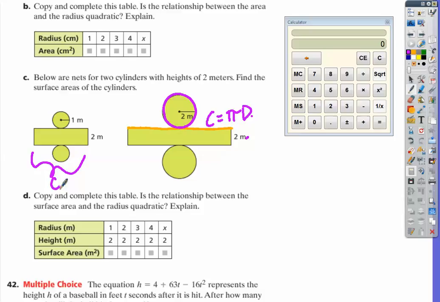All right, D. Copy and complete the table. Is the relationship between the surface area and the radius quadratic? Well, let's figure it out, shall we? All right, and I'm going to give my answers in pi again, because it makes more sense to do so. So the area of this is pi, the area of this is pi, the circumference is pi d, and the diameter of this is 2, right? So you have 2 pi times 2, which is 4 pi. So this is a total of 6 pi.